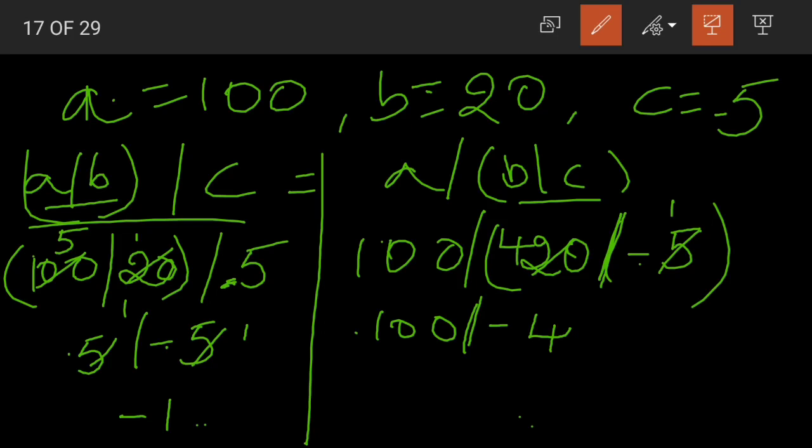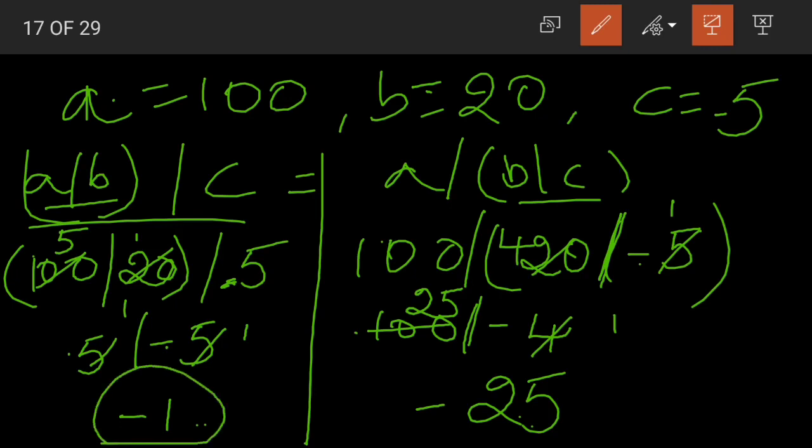Again, 100 divided by minus 4. One is positive and the other is negative, so the answer will be negative. What is the answer of 100 divided by 4? 4 twenty-fives are 100. So the answer of RHS is minus 25. Look at this. LHS is minus 1. RHS is minus 25. LHS is not equal to RHS.